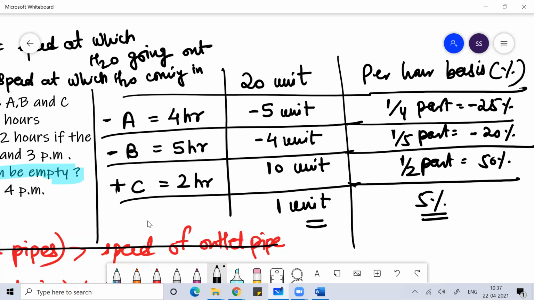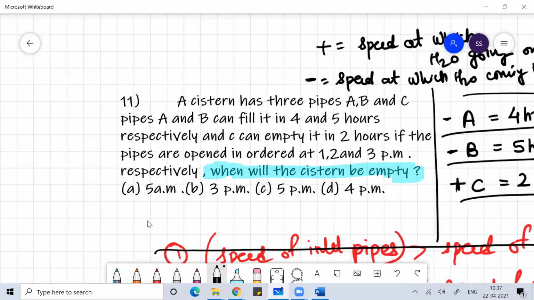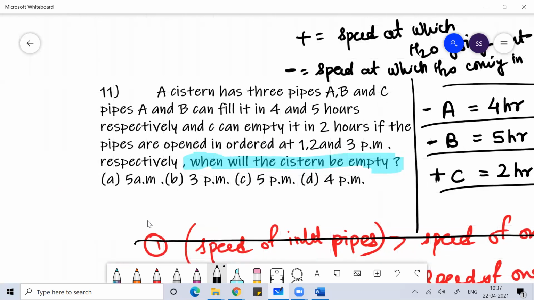If you take a completely filled system and open all three pipes together, then in 20 hours the system will get empty. While if you take an empty system and open all three pipes, then the water will never go inside, because the rate at which the water is going outside is more than the rate at which the water is coming inside. I hope you are understanding that part.